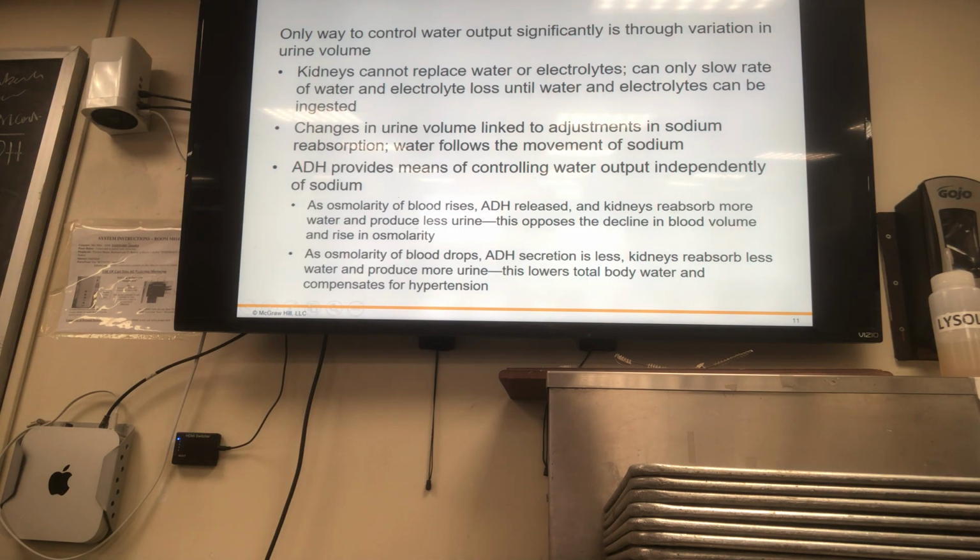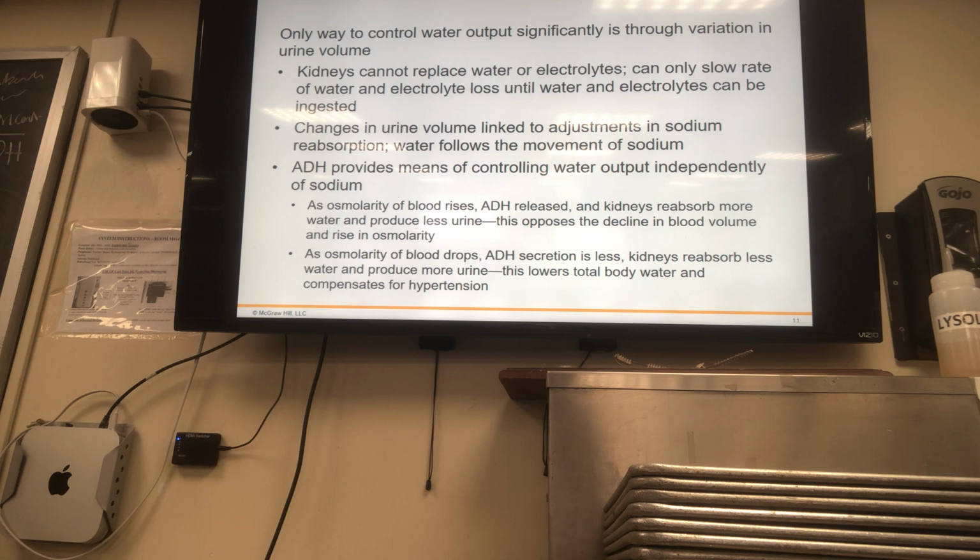So the only way to control the water output significantly is through variation in the urine volume. The kidneys cannot replace water or electrolytes. They can only slow the rate of water and electrolyte reabsorption and secretion. Changes in the urine output are linked to adjustments in sodium reabsorption, and water will follow the movement of sodium because water is a versatile solvent. Then antidiuretic hormone will provide a means of controlling water output independently of sodium.